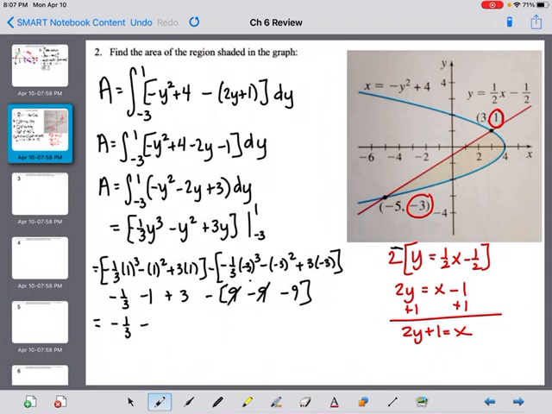So I end up with -1/3 minus 1 plus 3 plus 9. So we get 12 minus 1 is 11. 11 minus 1/3 is going to be 10 2/3 or 32 thirds.